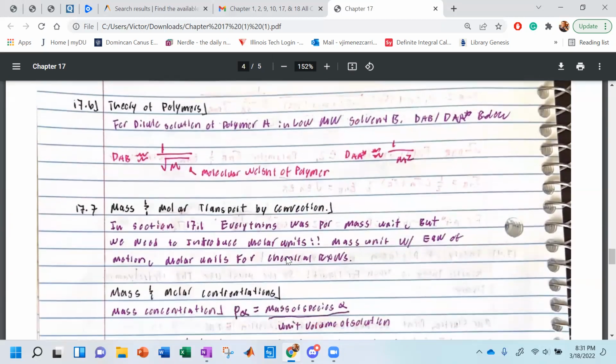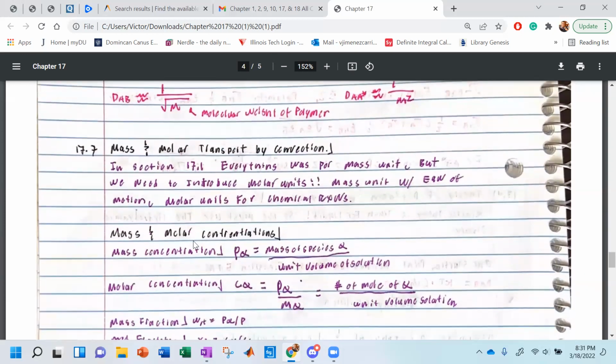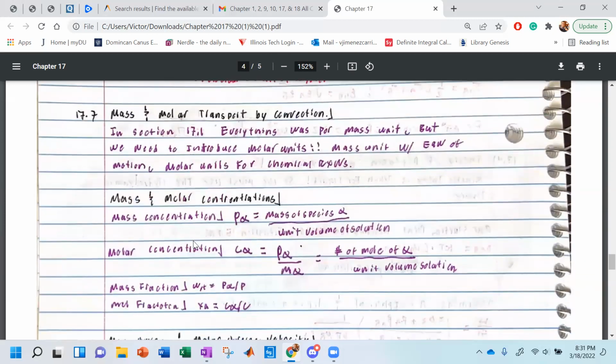Mass and molar transport by convection. Now things get a little interesting because these are kind of definitions you should know. 17.7 is the most important section. Here, everything we were talking about prior is in unit mass, but really we need to talk about molar units. Mass units are for the equation of motion. Molar units are for chemical reactions. Nine times out of ten, we're talking chemical reactions.